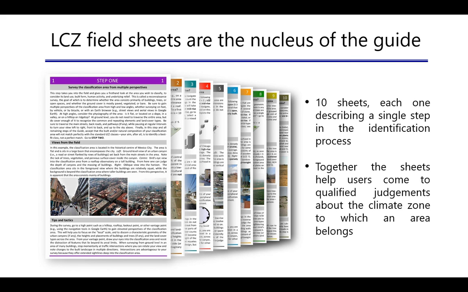So there are 10 field sheets. Each sheet is associated with one step in the identification process. It's very systematic, and we follow a sequence of steps that together provide the skills to make a good judgment as to what class we might be located in when we're in the field.